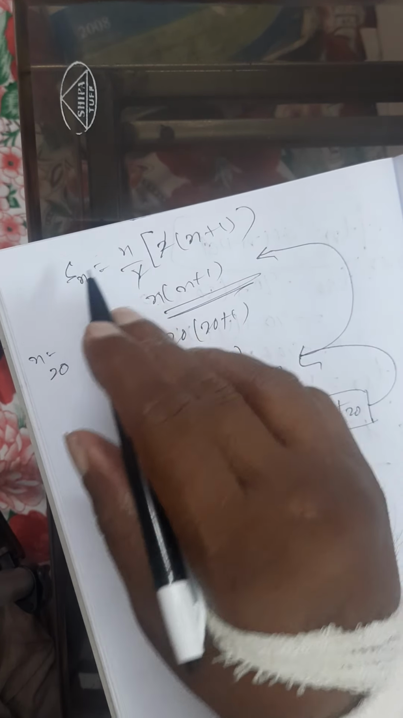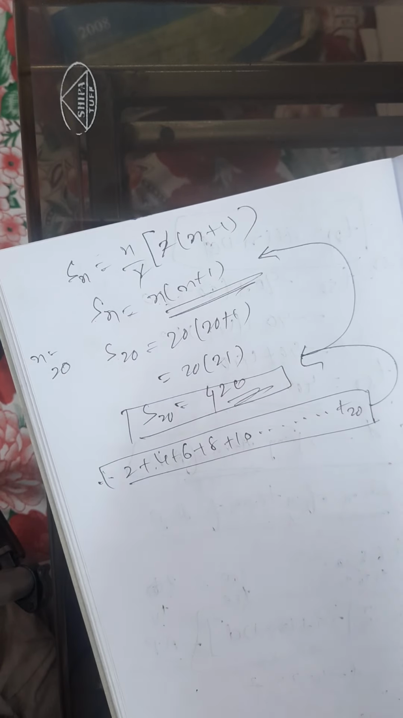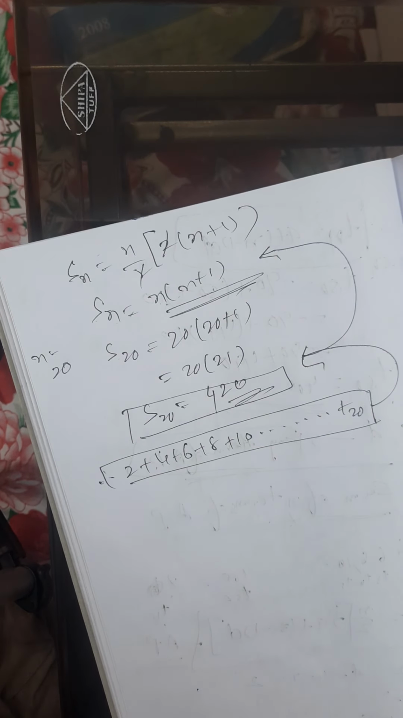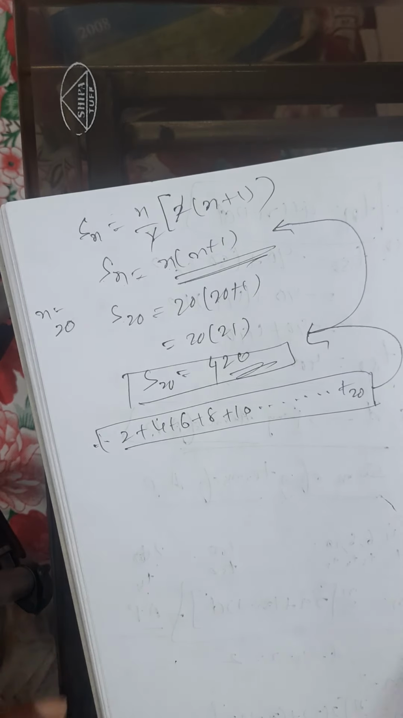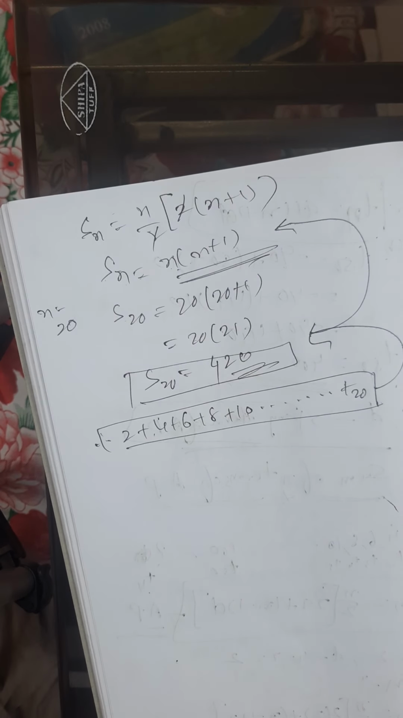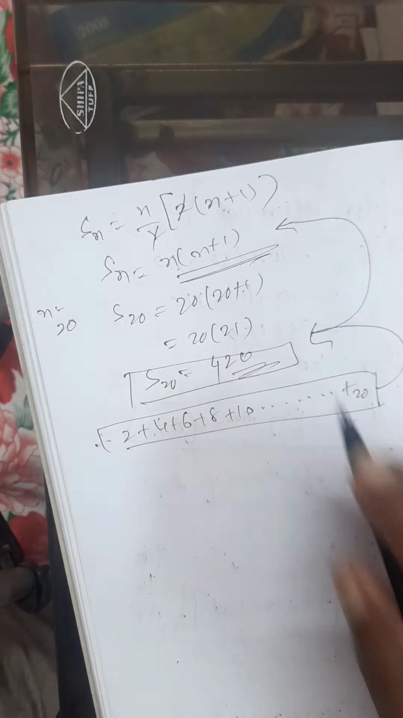Sum to n terms of this series is n into n plus 1. Like that we can find any value for the series, or directly putting the n value also we can find the value.